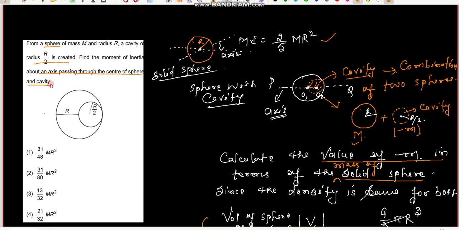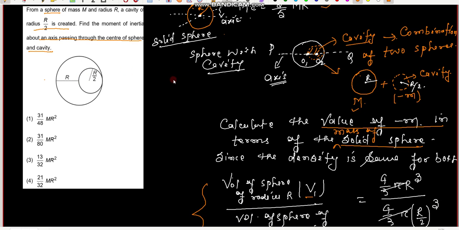Okay, now here we have one more point which is very important in the question, and that is an axis passing through the center of the sphere and the cavity. It means we are supposed to find out the MI of the system about an axis that passes through the centers of both the sphere of radius capital R and the sphere of radius capital R by 2.